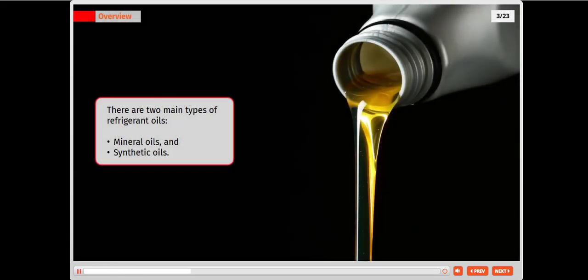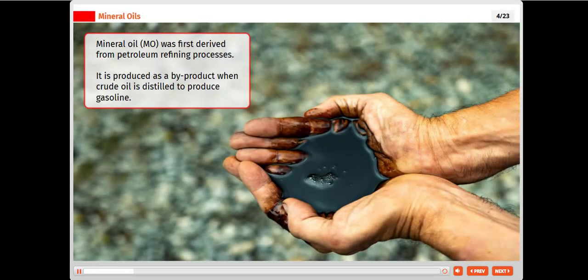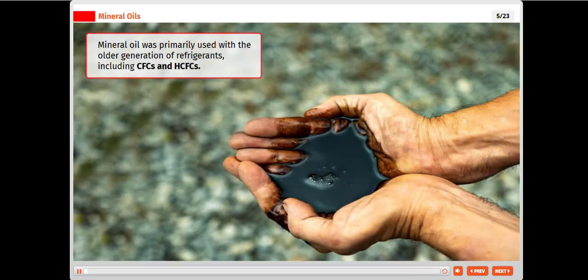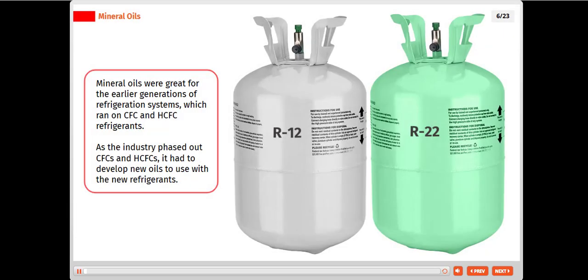There are two main types of refrigerant oils: mineral oils and synthetic oils. Mineral oil was first derived from petroleum refining processes. It is produced as a byproduct when crude oil is distilled to produce gasoline. Mineral oil was primarily used with the older generation of refrigerants, including CFCs and HCFCs. Mineral oils were great for the earlier generations of refrigeration systems, which ran on CFC and HCFC refrigerants.